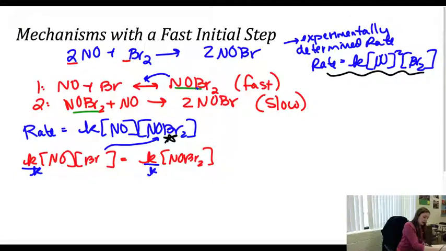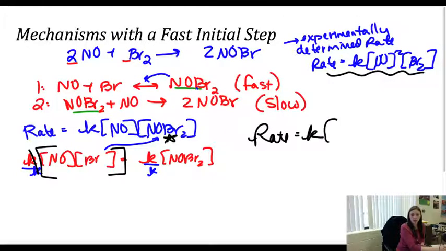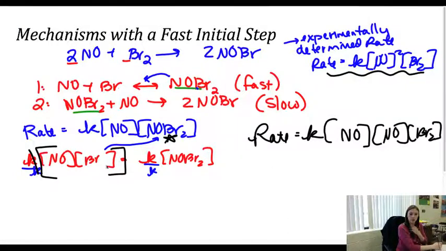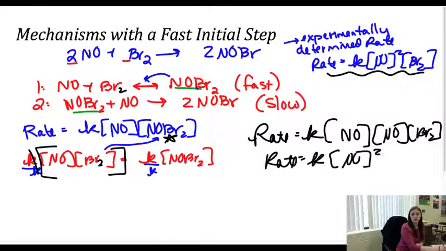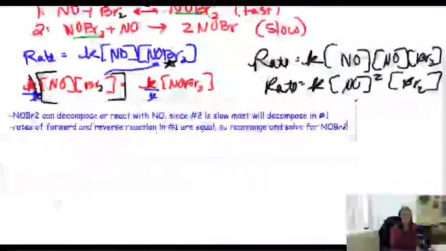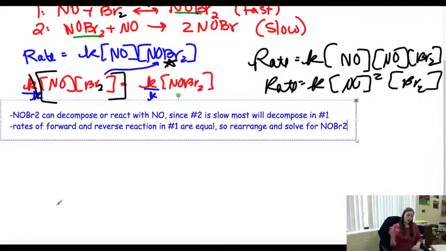Since we've got k over k, the rate constant is the same, so those cancel. So in essence, I have NO and Br here that are going to get plugged in for this. Well, if I plug those in, I'm going to have rate equal to k times NO times NO times Br. Oh, and I forgot my 2. So I have really NO squared times Br2, and that's what we get. So I just wrote out right there what I was saying throughout the problem.